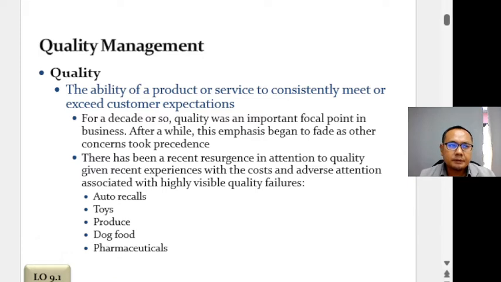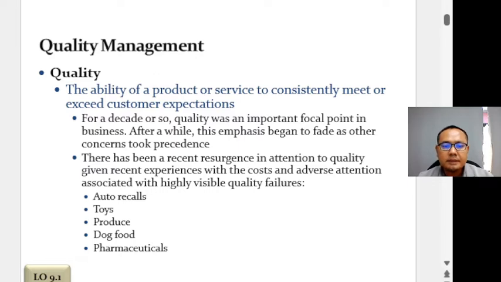Actually, broadly defined, quality refers to the ability of a product or service to consistently meet or exceed customer requirements or expectations. So please remember the customer. Customer and quality are closely discussed together. However, different customers will have different requirements. So a working definition of quality is customer dependent.